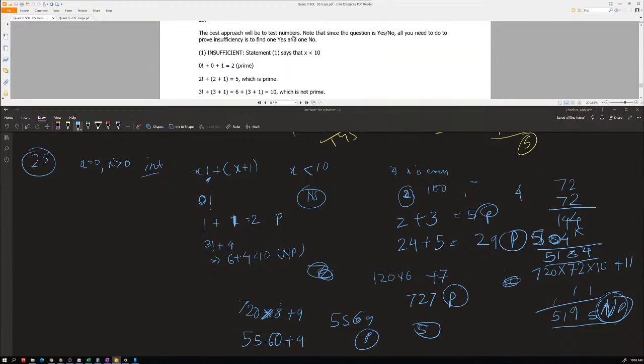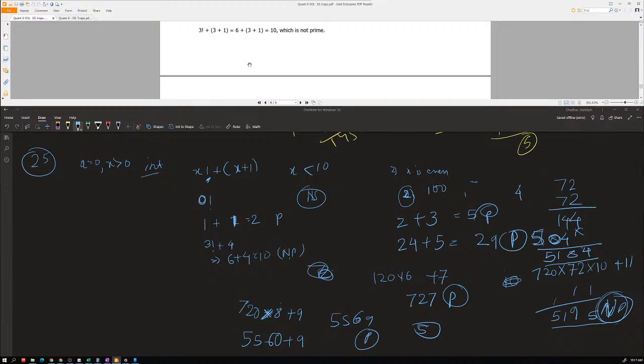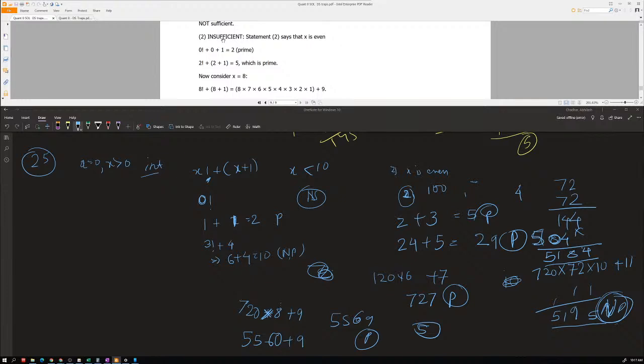The best approach to this is to test numbers. Note that since the question is yes or no, all you need to do is prove their insufficiency. The first one is insufficient. We proved it by taking 0 and 3 and we made it insufficient. Let's take the second one, which is also insufficient. Why? Because we took 0 and 2. One is prime and another is not prime.